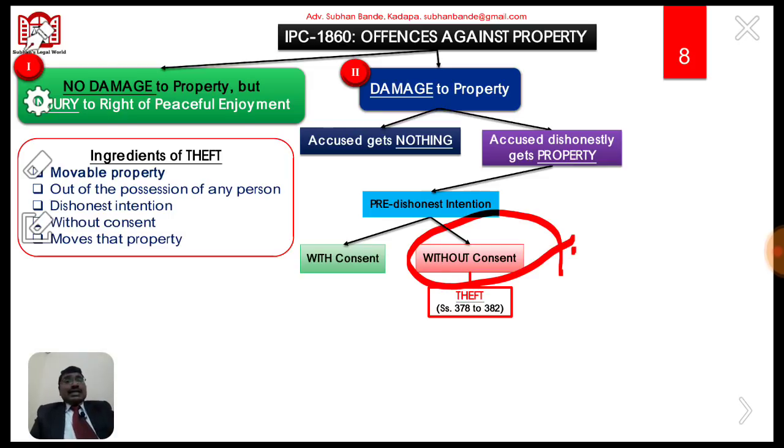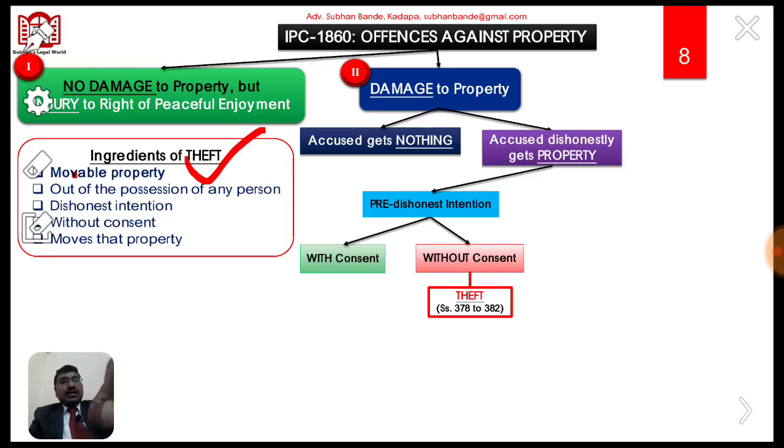But section 378 describes the essential ingredients of theft. The subject matter of theft is movable property. The first essential ingredient is movable property. A person with the pre-dishonest intention without consent from the owner cannot dishonestly get immovable property under theft. The subject matter under theft is only movable property but not immovable property.